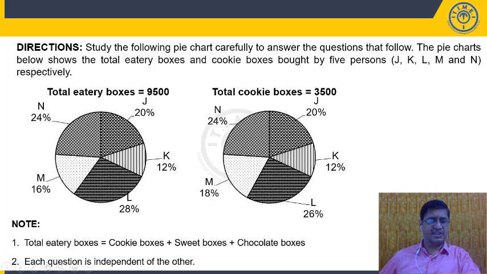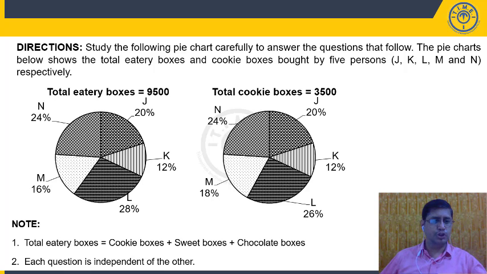So this is the last set given in this examination. The pie chart is given, data interpretation once again. Two pie charts are given here, and we need to answer the questions based on the data given. Now what is the data given? Study the following pie chart carefully to answer the questions that follow.